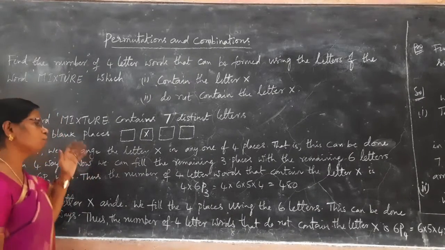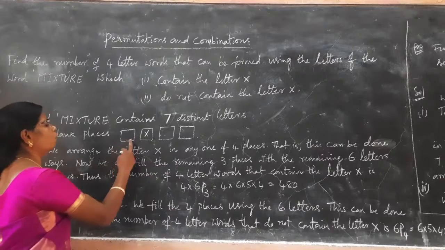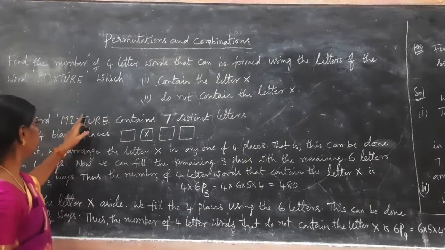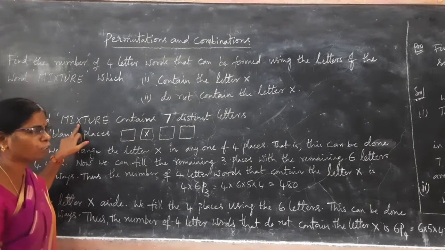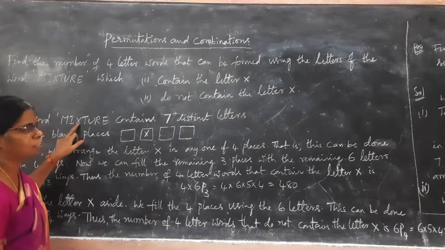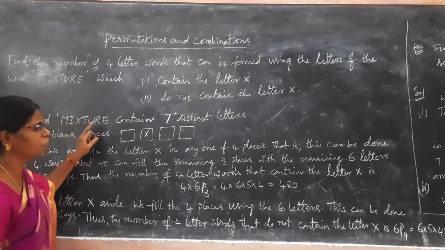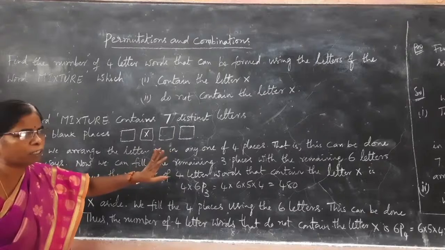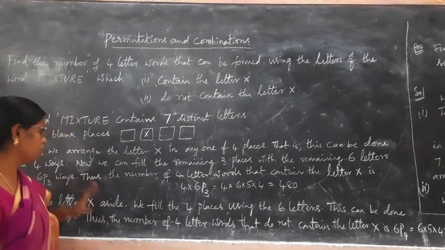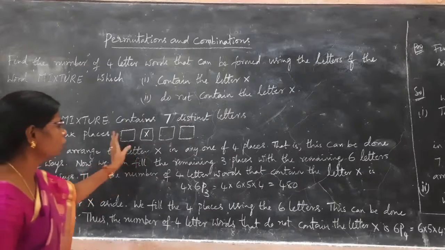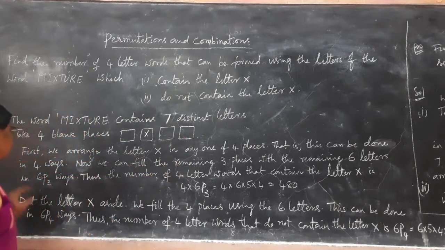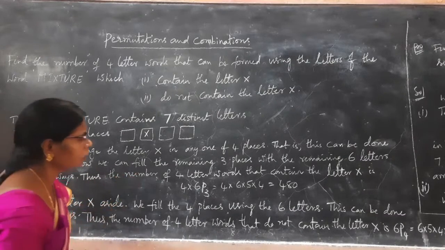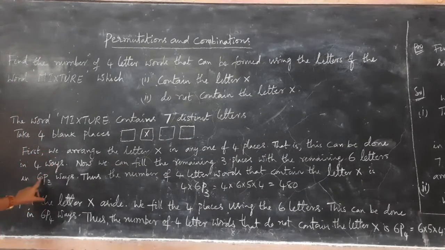So after arranging the X, here we have 3 blank places and we have 6 distinct letters. Once X is used from MIXTURE, repetition is not allowed, so we cannot use X again. We have 6 distinct letters left. We have to fill the remaining 3 places using the 6 letters. This can be done in 6P3 ways.